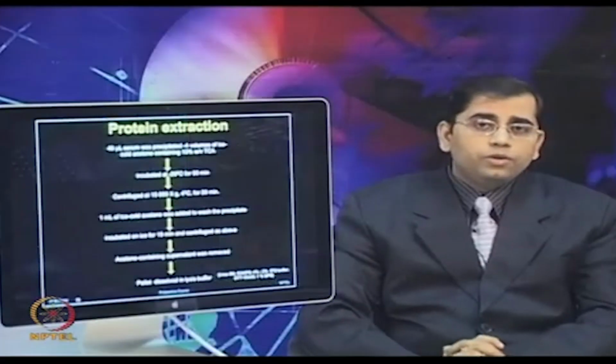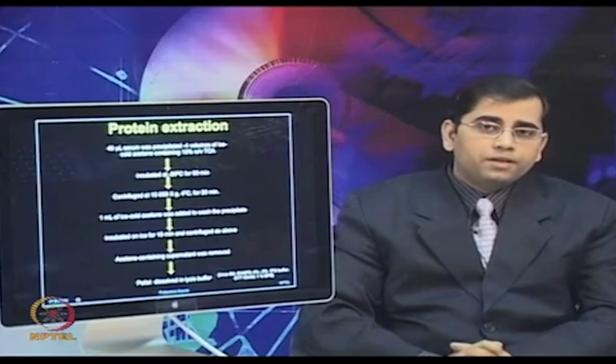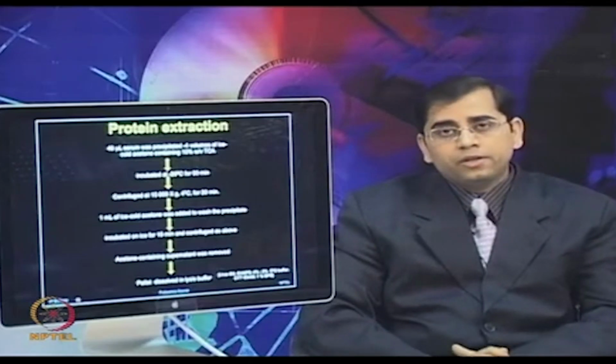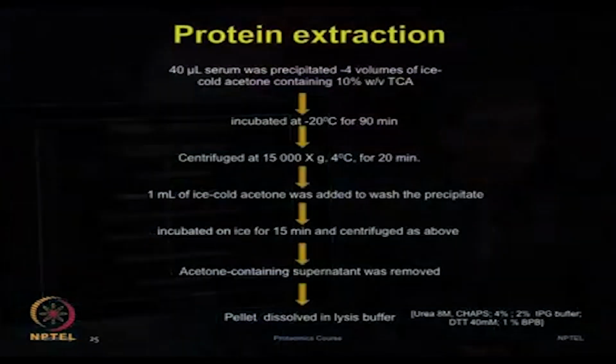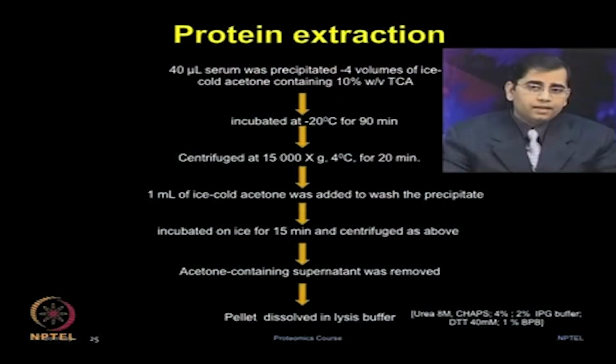So, in general we took 40 microliters of the serum, which was precipitated with 4 volumes of ice cold acetone containing 10% TCA, incubated at minus 20 degrees, centrifuged, followed by adding 1 ml of ice cold acetone to wash the precipitate.